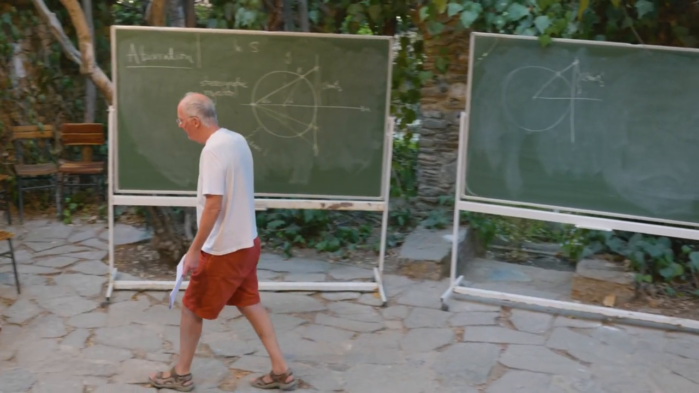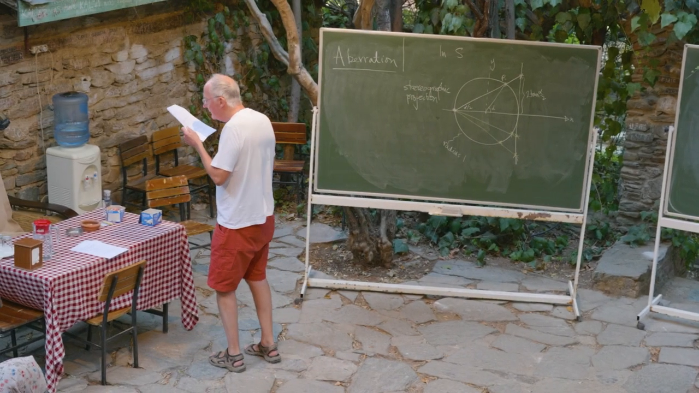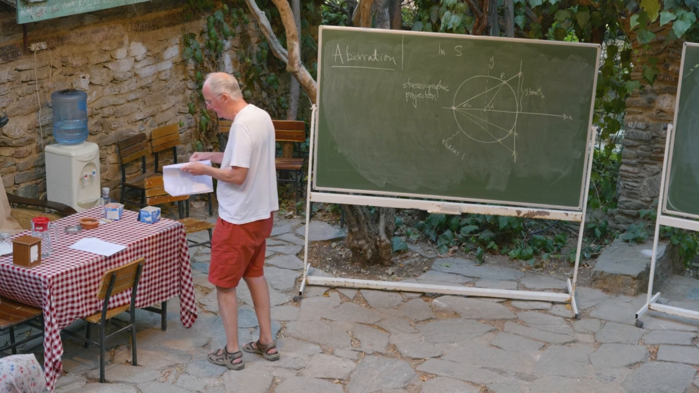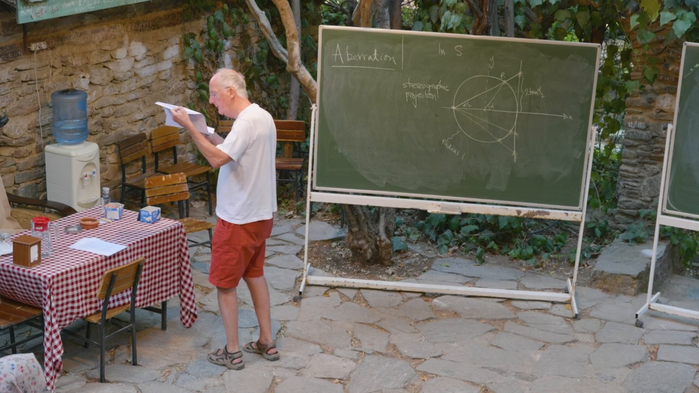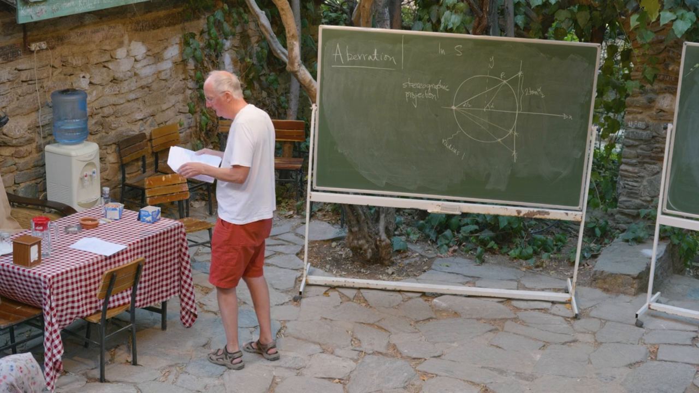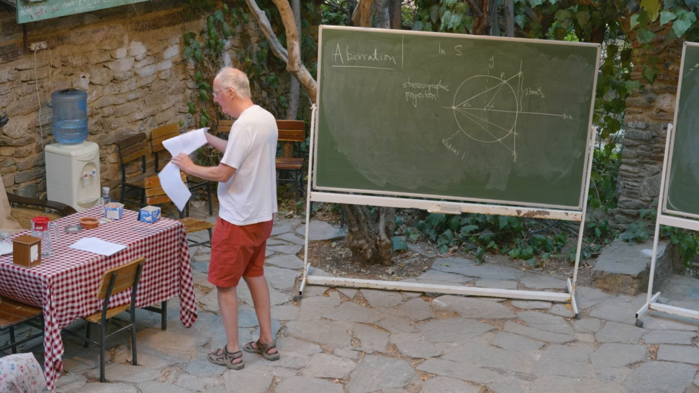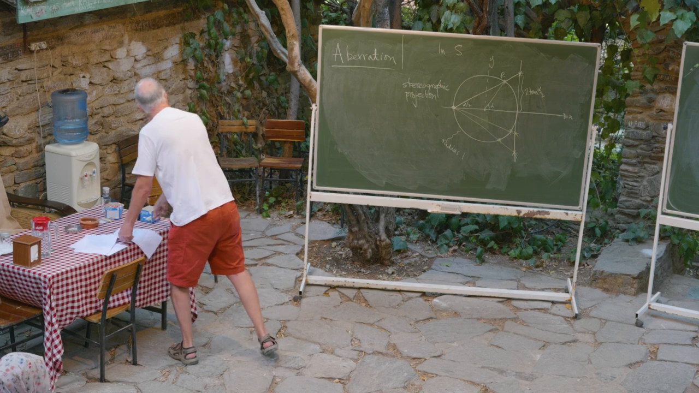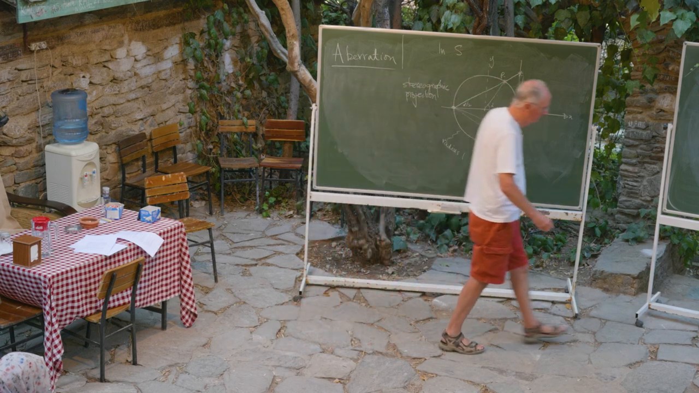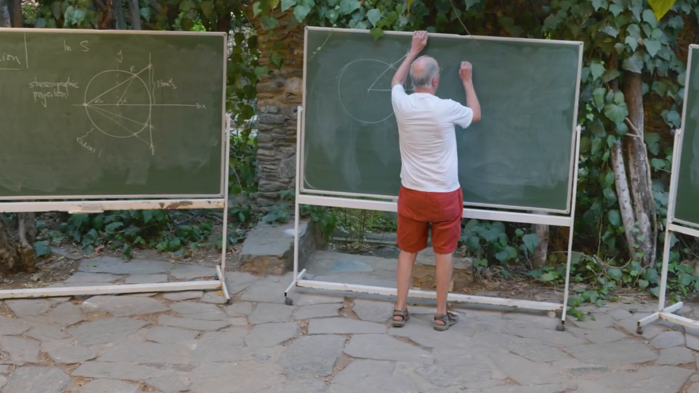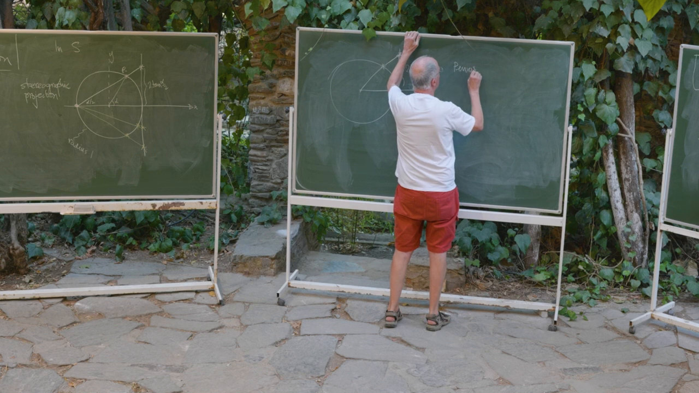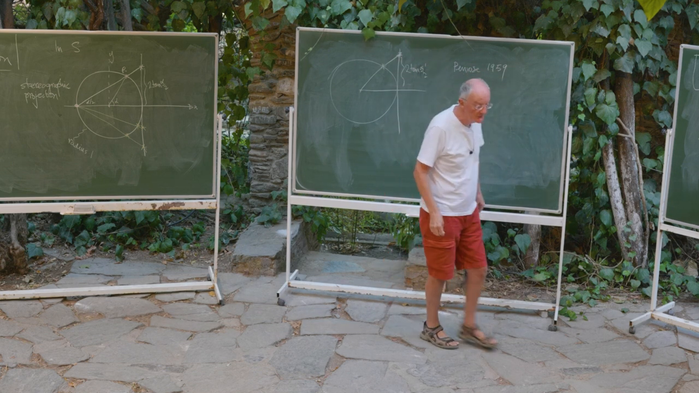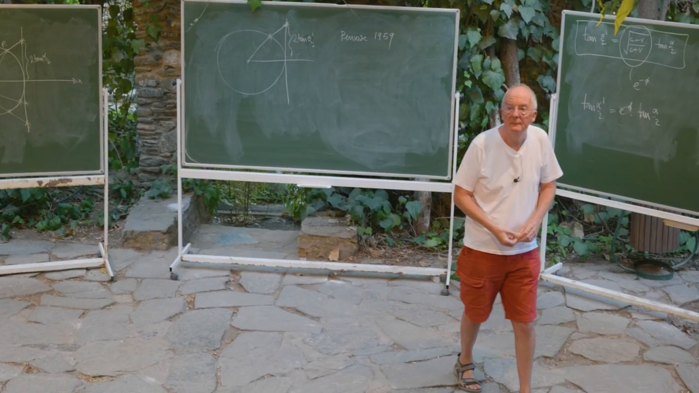And this was observed, have I got a reference for it? It was observed by Roger Penrose. I ought to know this. Oh yeah, I have got it. It's at the end of my lecture notes. In 1959, he wrote a paper called The Visual Appearance of a Moving Sphere.